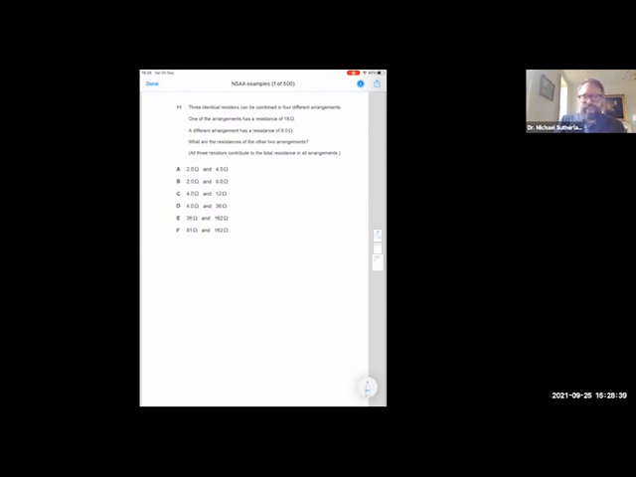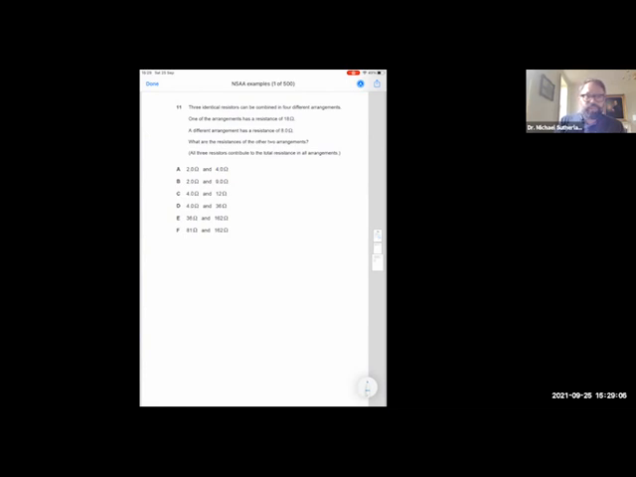It says 3 identical resistors can be combined in 4 different arrangements. One of these arrangements has a resistance of 18 ohms. A different arrangement has a resistance of 8 ohms. What are the resistances of the other 2 arrangements? Okay, so you can kind of see right away that it's not as straightforward as the first one. You do have to think a little bit about this, but let's start with the first part of the question.